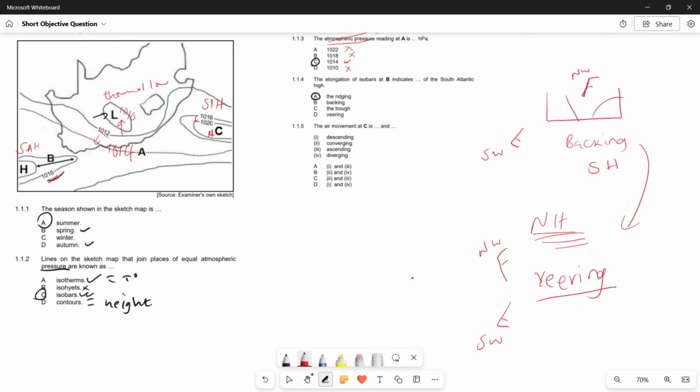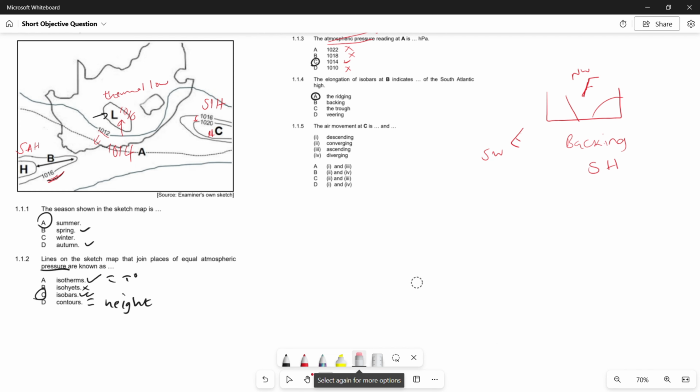Backing occurs in the southern hemisphere. When wind was northwest, it backs to southwest. Why? Because of the clockwise circulation of wind. I know this is not related to the question at hand, but I'm just trying to give you a bit of insight into why these other options were incorrect. I hope that you did understand that fully.